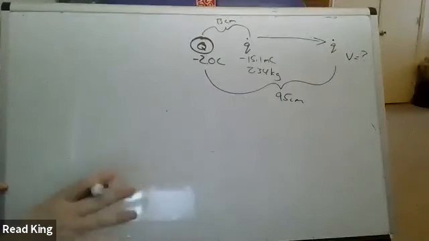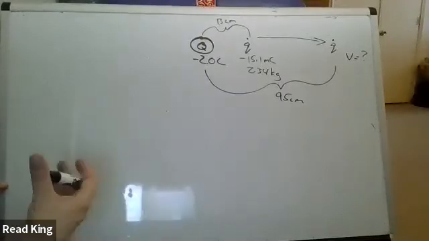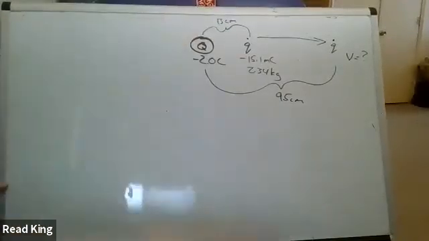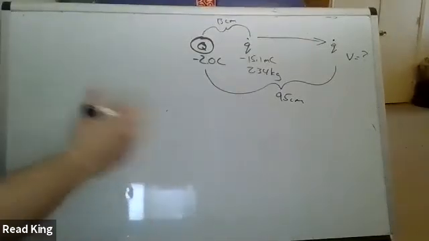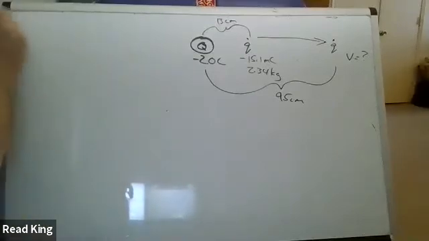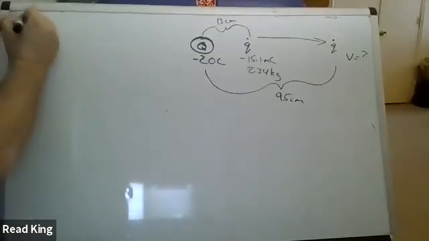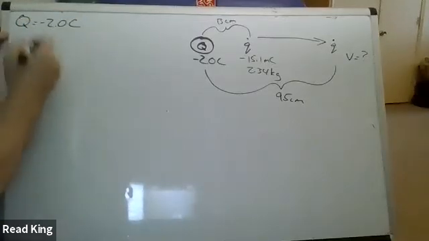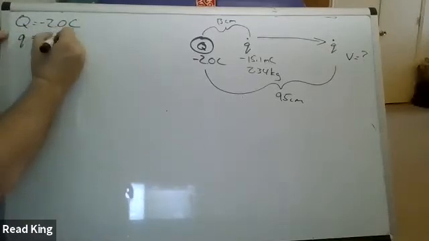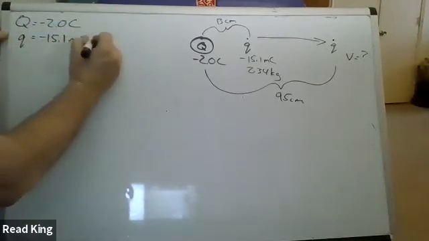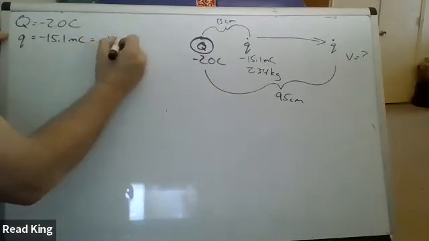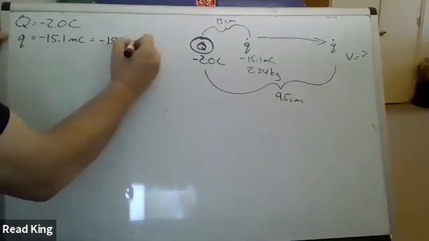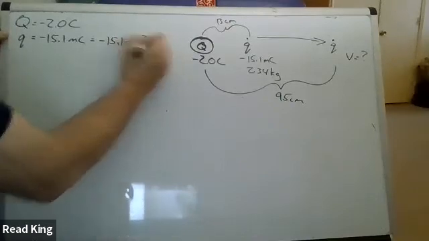I hope some of you are already starting to see how this works, based on dropping balls and things like that that we did way back on kinetic energy, potential energy, and energy conservation. So first, let's get things down. We know that Q is minus 2.0 coulombs. We know that little q is minus 15.1 millicoulombs. Let's convert that to minus 15.1 times 10 to the minus 3 coulombs.